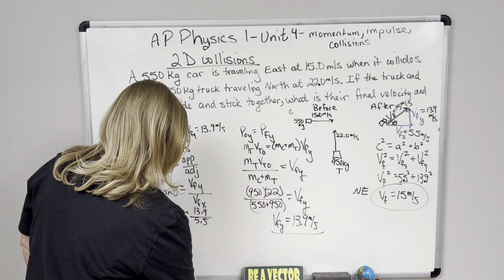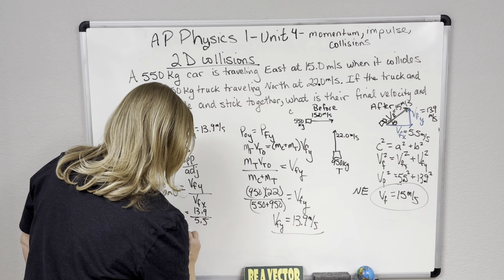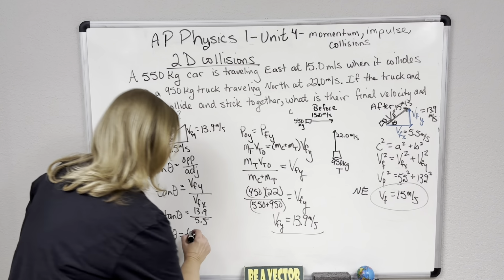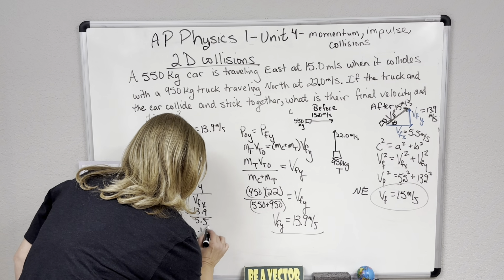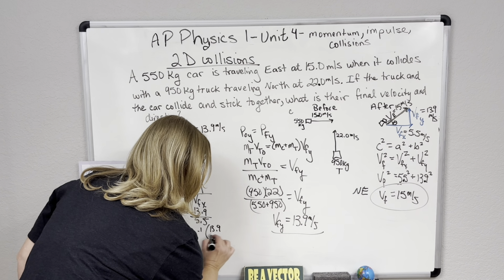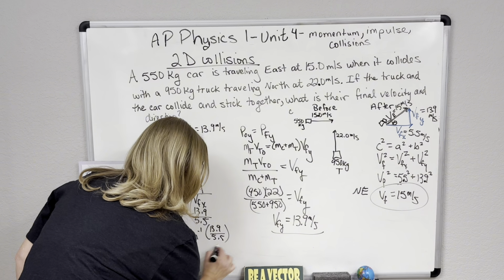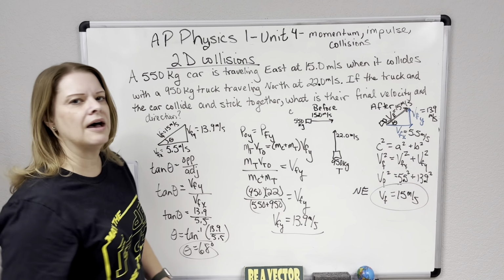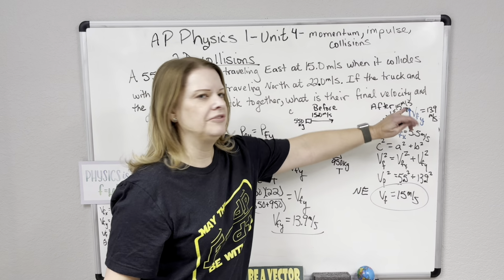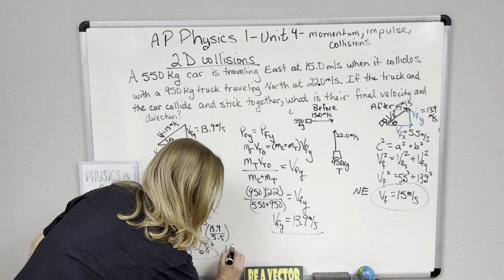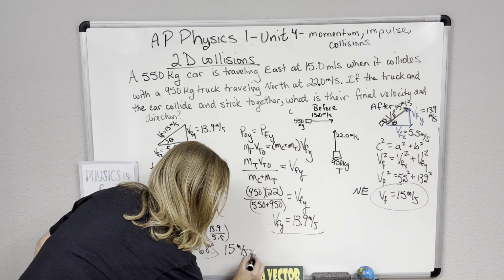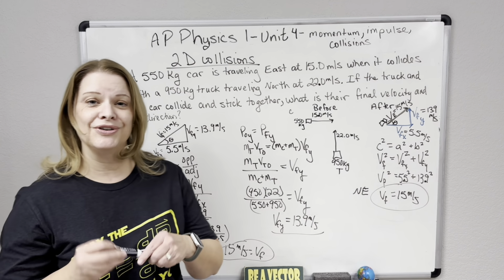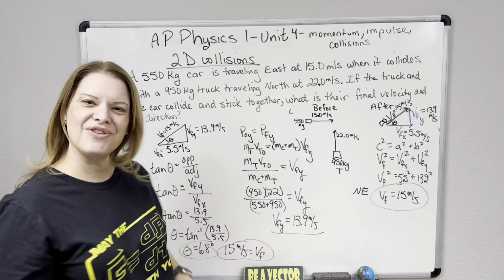And then I'm going to take tangent inverse of that, because remember, tangent's not a number. You can't divide by it. You have to take the inverse of it. It's a function. Tan inverse of 13.9 divided by 5.5. And you get that theta is 68 degrees. You now have the magnitude of 15 meters per second for your final velocity. And you have the direction, because it is a vector. It needs magnitude and direction.